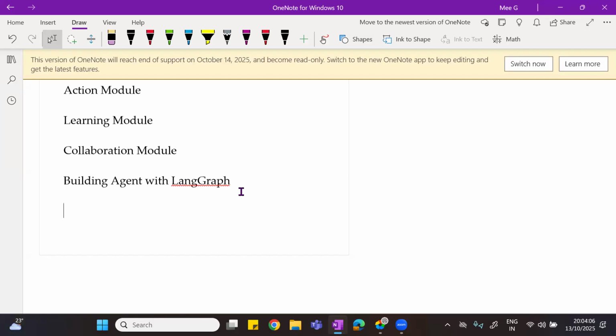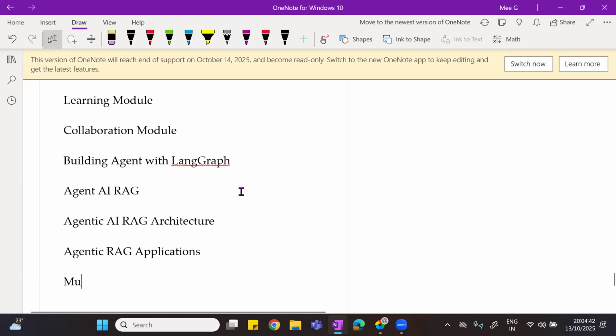Okay, now we are going to see agentic AI RAG. Retrieval augmented generation, this we will be using with the agentic AI. And then agentic AI RAG architecture. Agentic RAG applications and multi-agent.